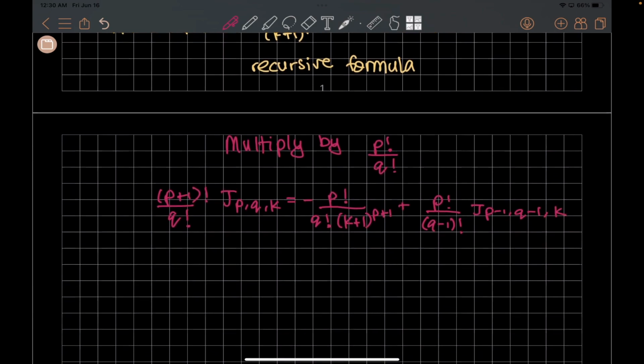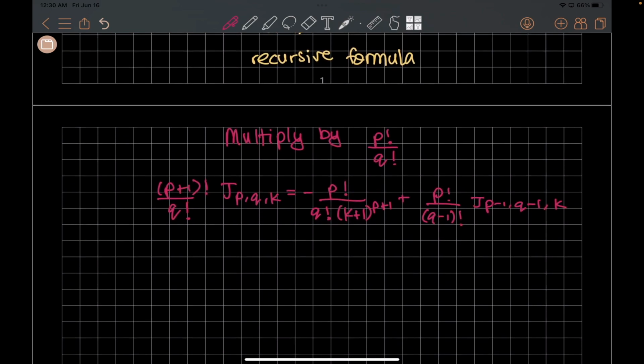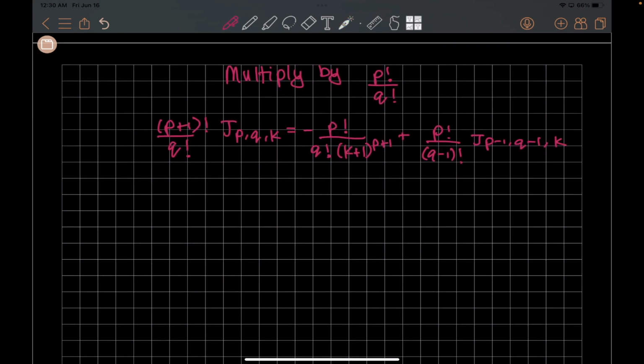Now you see we can start to see a telescoping series, because we have p plus 1 factorial here, p factorial here, q factorial here, q minus 1 factorial here. Even here, p and p minus 1, q and q minus 1. So you see there's that nice consecutive terms property. But the thing is, we have to introduce a variable for summation, because p and q are fixed values.